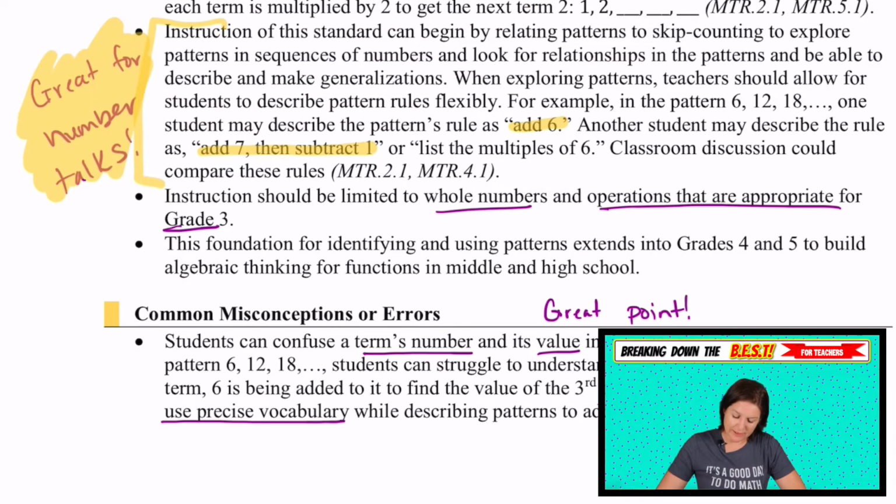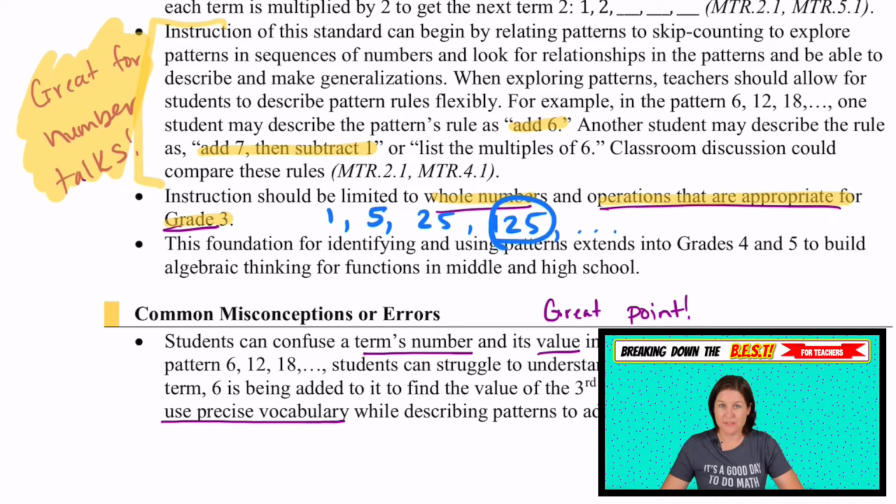We need to keep in mind that our instruction should be limited to whole numbers and operations that are appropriate for 3rd grade. So that means it would not really be good to say, okay, what's the next term in this pattern where we're multiplying by 5, because multiplying 125 times 5 is not 3rd grade appropriate. So just keeping in mind where they should be in 3rd grade.